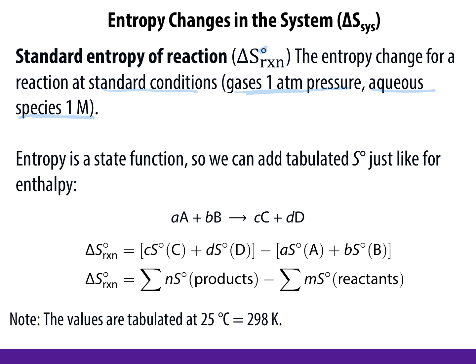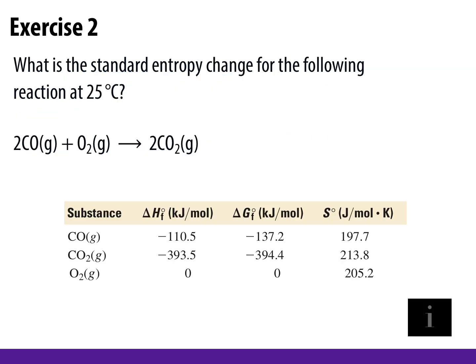Because it's one of these state functions, we can do the same math we would do with enthalpy with entropy. Take the moles of each product times its value from the table, subtract off the moles of each reactant times the value from the table. And again, in this case, it's just S naught because there is that absolute scale of entropy. We normally tabulate them at 25 Celsius, but that's just for our convenience. With that new equation, what is the standard entropy change for this reaction at 25 Celsius?